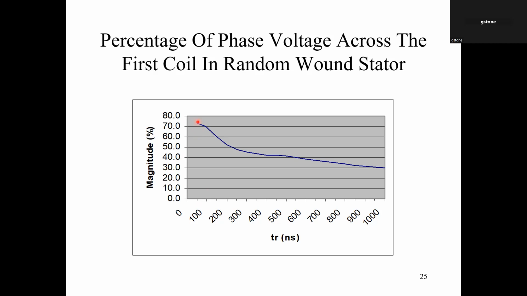Okay, and so this is the problem. Notice this was done a long time ago. I didn't even think to try and go down to 5 or 10 nanoseconds back then. I didn't expect that would ever actually occur. But if you extrapolate that, I think we can probably safely say that almost 100% of the voltage from a wide bandgap switch device like a silicon carbide switch might in fact be across the first turn.